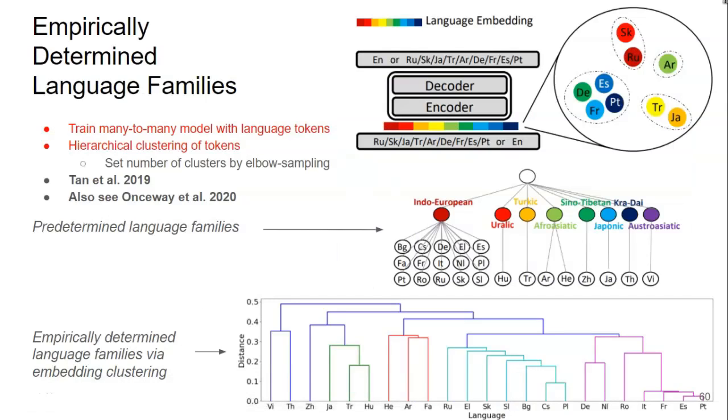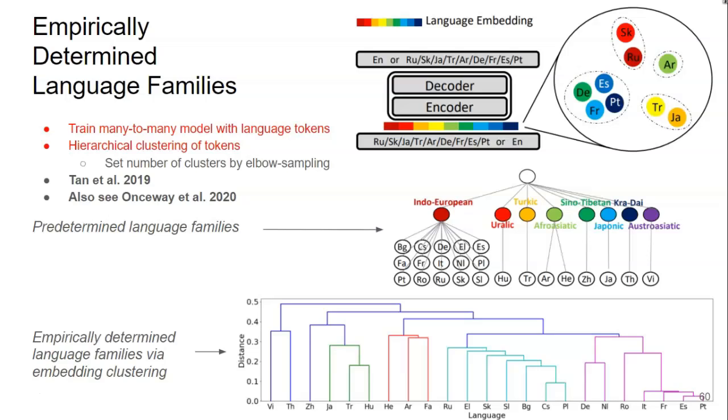Now that we know that multilingual neural machine translation models have the ability to group languages into specific language families, it might be a good idea to take advantage of this particular behavior and learn certain language families and thereafter build language family specific neural machine translation models. Tan et al. did exactly that. What they did was train a many-to-many model with language tokens, because language tokens can be used in a shared model to indicate the target language.